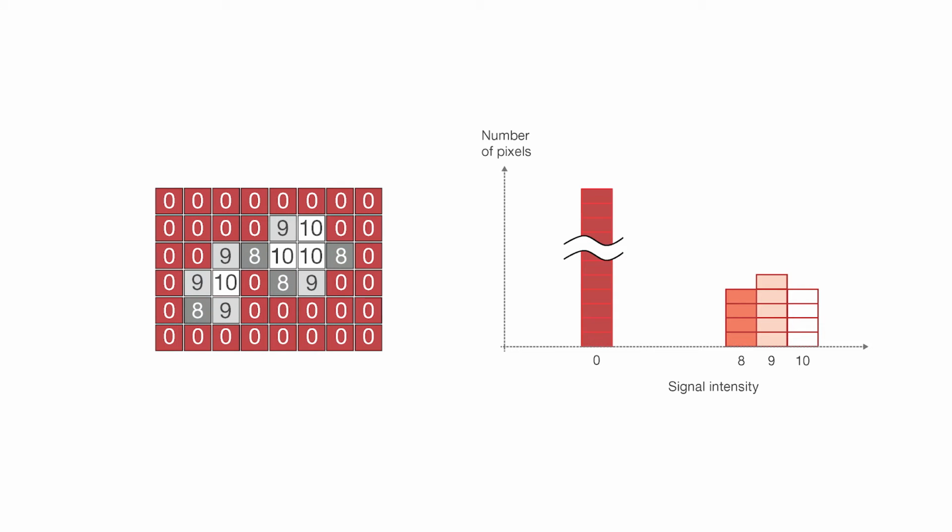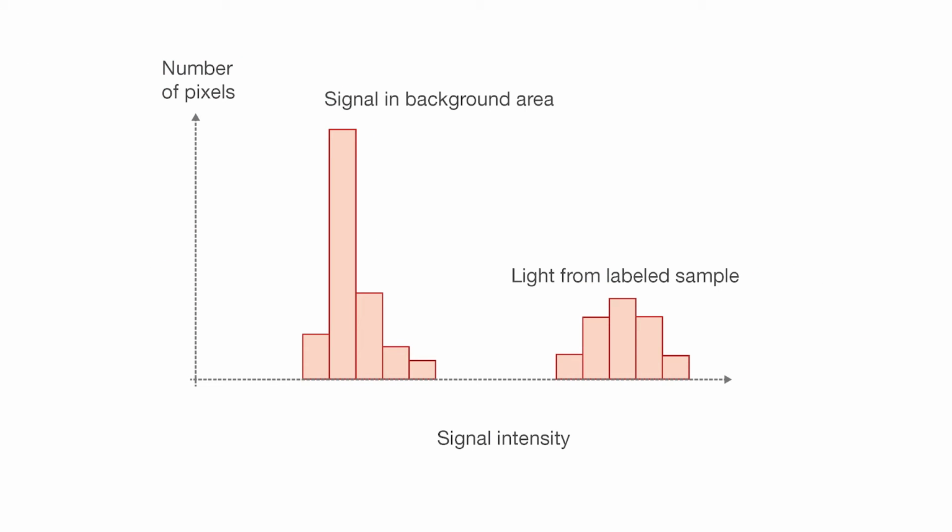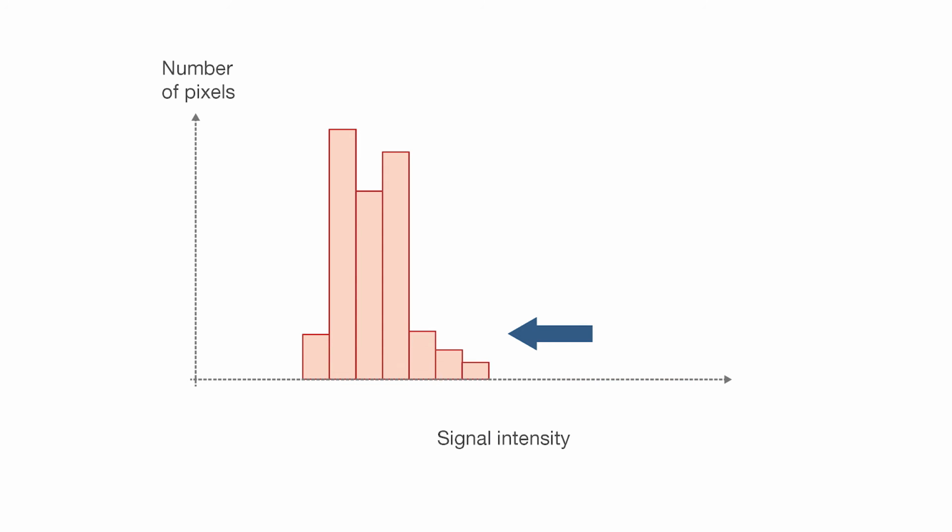A histogram can be used to optimize your acquisition settings, such as the exposure time. When the exposure time is appropriate, you can ideally see separated peaks related to the background area and bright areas. But an exposure time that's too short will dim the signal and merge the two peaks.